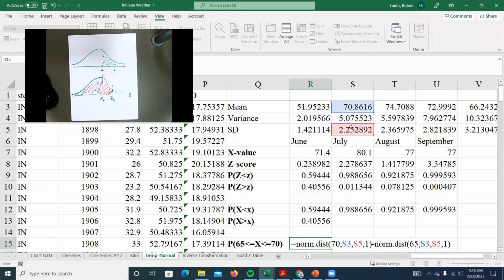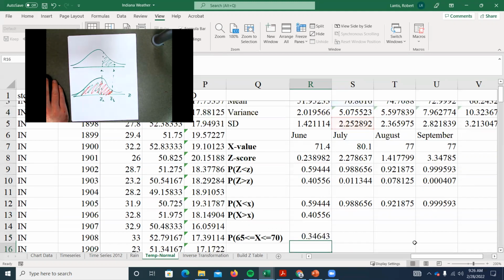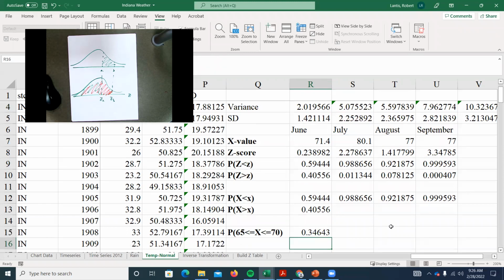Now I can break this up into steps, like I could have found these in different cells, or I can do it all in one line. What this does is that first norm.dist function gives me that red area, the area to the left of B. I then want to subtract from that the shaded green area, or the area to the left of A. To find that, I use the norm.dist function, plugging in the lower value for A, which was 65. So we can use the normal distribution just like we would do some of these problems by hand. Okay.